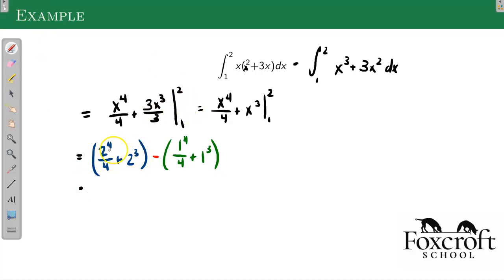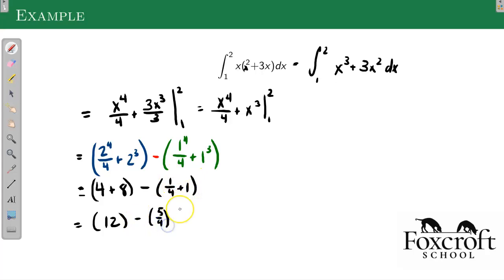Now I just simplify the parentheses separate from each other. So 2 to the 4th, 2, 4, 8, 16. 16 divided by 4 is 4. 2, 4, 8. And that's 12. So my first parentheses is 12. 1/4 plus 1 is 5/4. All right. And a lot of times for multiple choice questions, they won't actually make you combine the fractions at the end, but we can. This is 48 over 4 minus 5 over 4 is 43 over 4. And that would be our final answer for this problem.